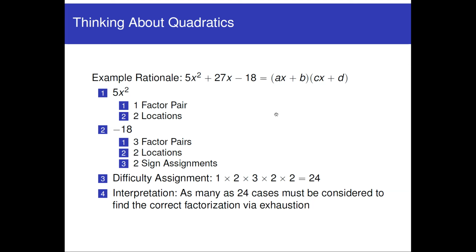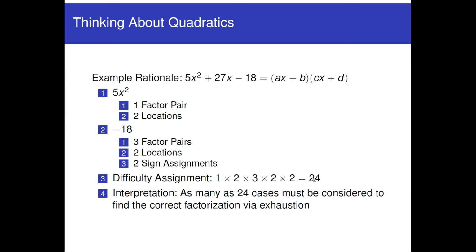If we take a look at the negative 18, then there are three factor pairs: 1 and 18, 2 and 9, 3 and 6. Each of those pairs has two different locations where they could be assigned, either for the b or for the d. But there are also two sign assignments, right? For each factor pair, one could be positive and the other negative, or vice versa. So if we think of it as a difficulty assignment, I'm just making this up, but there are one choice, two choices, three choices, two choices, and two choices.